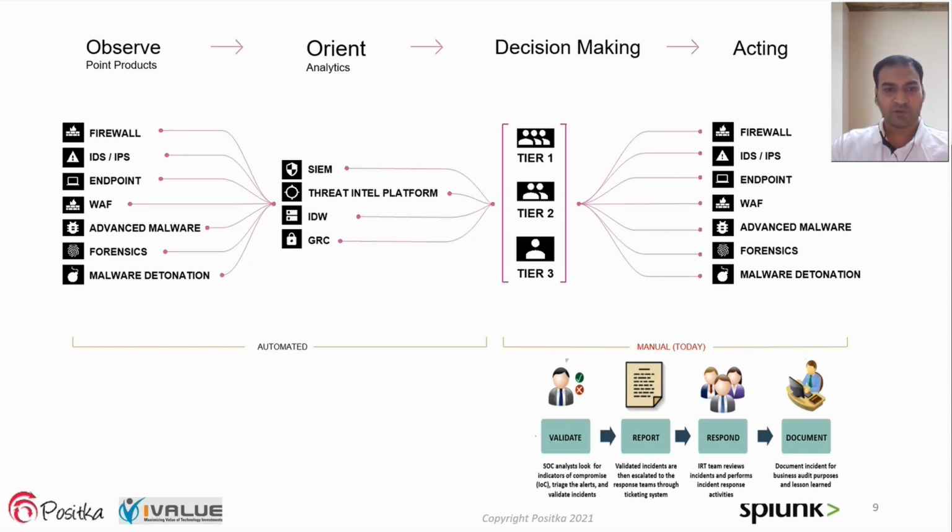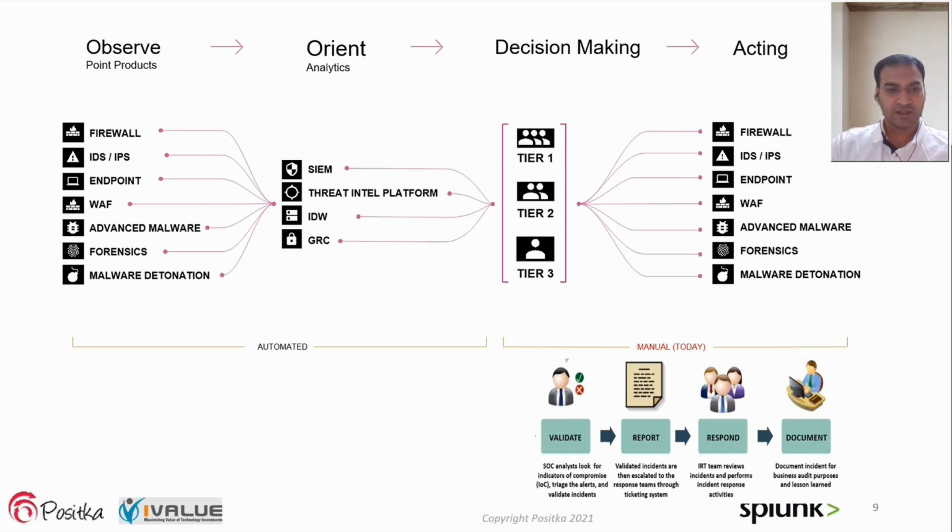So the level 1, level 2, and level 3 analysts will take decisions and then actions that need to be performed on the endpoint devices. So the actions can be like blocking an address or a URL on a firewall or a proxy, taking a system offline, things like that.